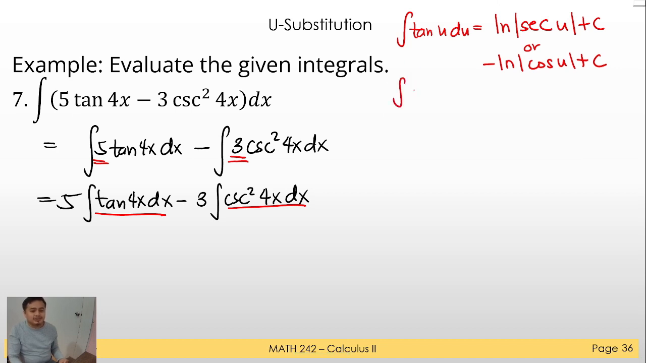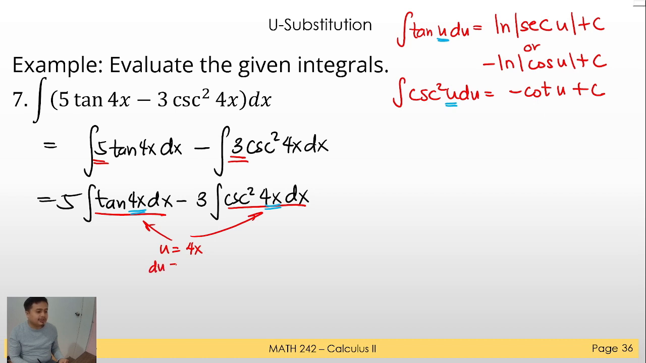And then the integral of cosecant squared u du is equal to negative cotangent u plus c. So again, we have to change this angle. Instead of 4x, we have to change this into u. So u here for both of them, since they are the same, we make u equal to 4x, and then du, the derivative of u, is 4 dx. So therefore dx is equal to du over 4.